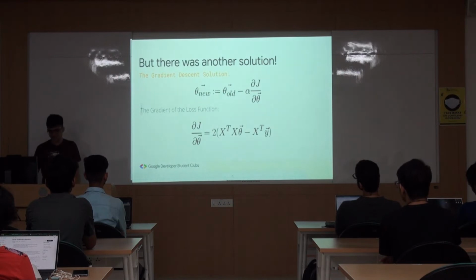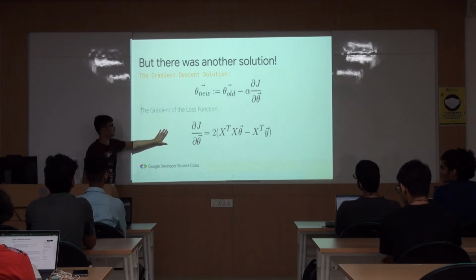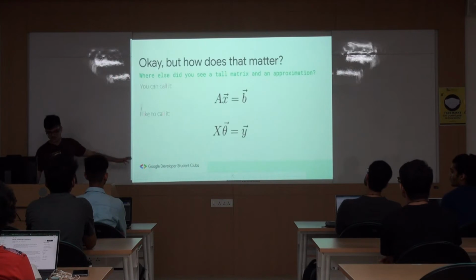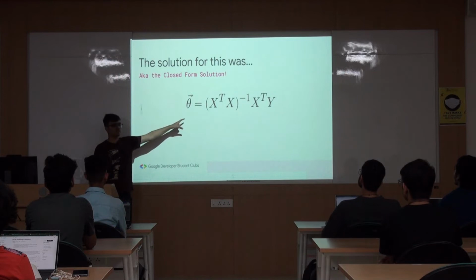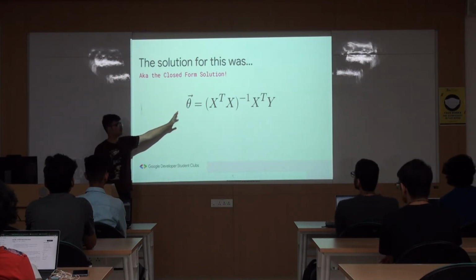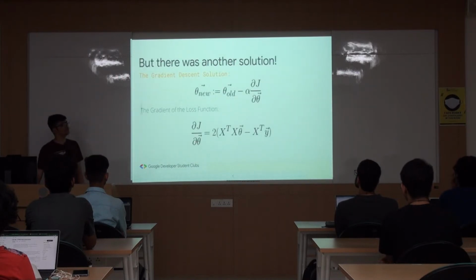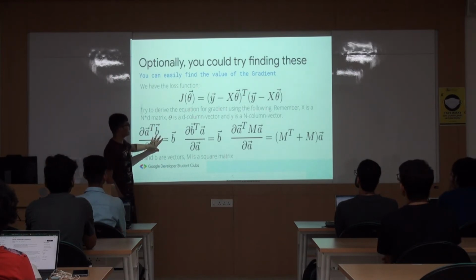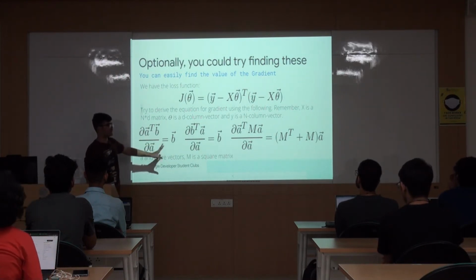And again, then we have this gradient descent solution and the gradient of the loss function over here. So, similar to this projection, we have linear regression, whose closed form solution is basically a projection of Y onto the column space of X, and this is the gradient descent solution for the linear regression. Again, this looks very complicated at first glance, but it's really not. You could try this if you want.